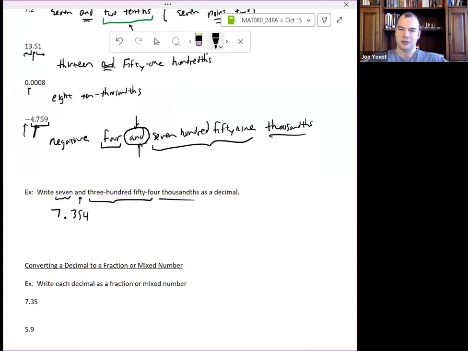Now, kind of a tough question. I won't say a trick question. It's not a trick question, but it's tricky. It's tough. What if I change this around a little bit? What if I said write 7 and 354 10,000ths? It's not going to be 7.354. I mean, pretty clearly, I changed the number.